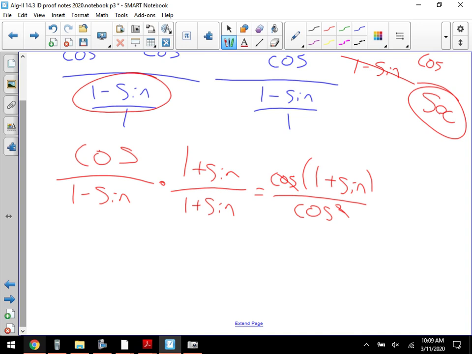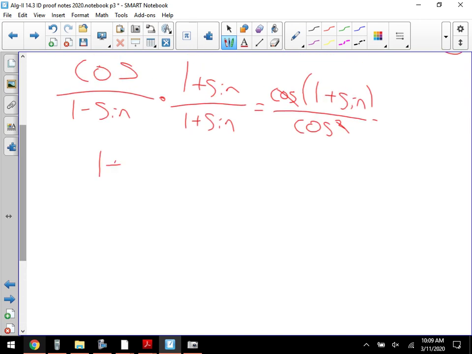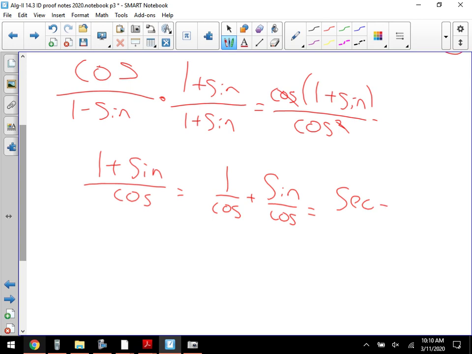Oh no, it's not the numerator. Sorry, that's the denominator. So they did something different. They did an extra step here. So this one went... Oops, sorry. This one went 1 over 1 plus sine. 1 over cosine. Which is secant tangent.